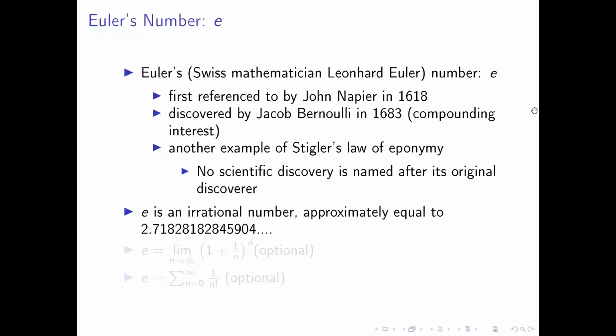e is an irrational number. That is, it cannot be expressed as a fraction, and it is approximately equal to 2.718281828459045, and the decimal continues. Okay? And this number e can be expressed as two mathematical equations exactly.